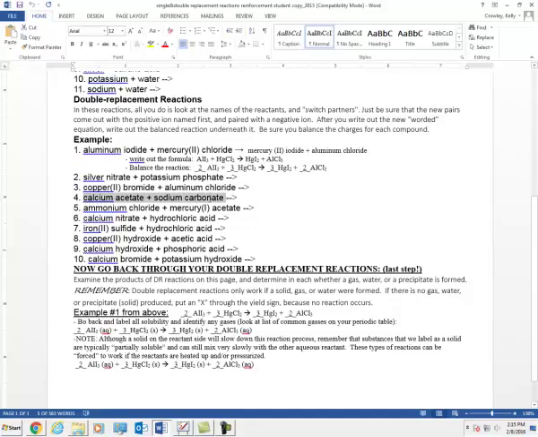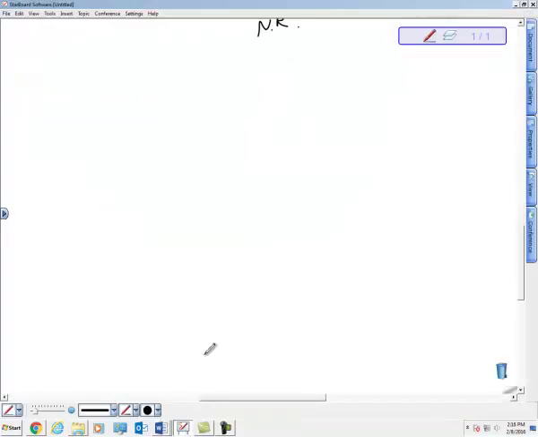All right, question number 4. Again, I'm going to do the same process, okay? Got to predict my products. After I get my products figured out, we'll check to see if we have a precipitate or something. Calcium. Who's calcium's new buddy? Carbonate. Good job.